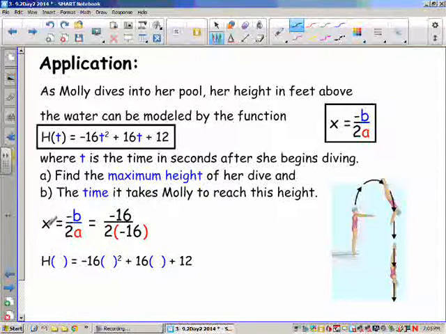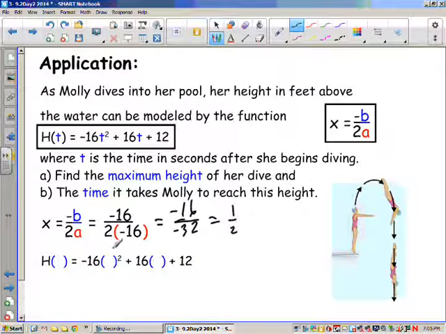Well, our time is going to be this x equation, and so we have negative b over 2a, which is negative 16. It's this 16 here, the b, not the a. So it's negative of a positive 16. And then 2 times negative 16, that's the a, so that's a negative 32. We get negative 16 over negative 32. Negative over negative is positive. We get a positive 1/2. So it happens half a second into her dive.